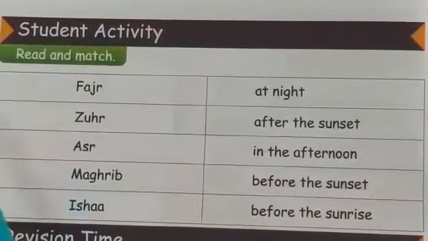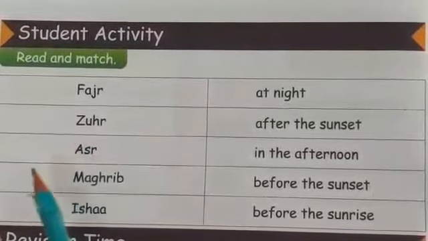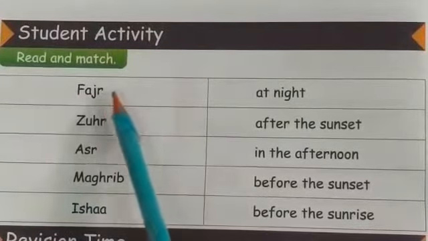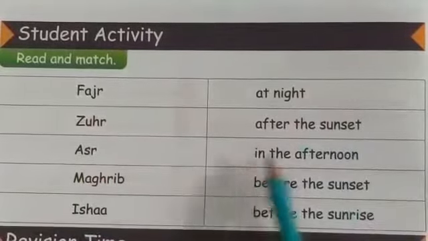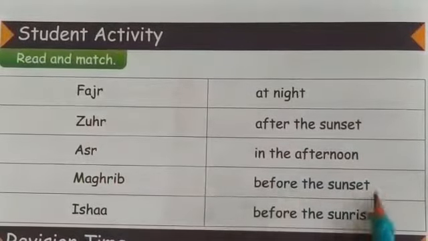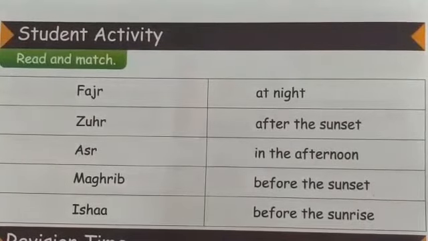Now here we have student activity, and what you have to do is read and match. You are going to read this, and after that you are going to do the matching. Here we have Fajr at night, Zuhr after sunset, Asr in the afternoon, Maghrib before the sunset, and Isha before the sunrise. So we are going to do matching.